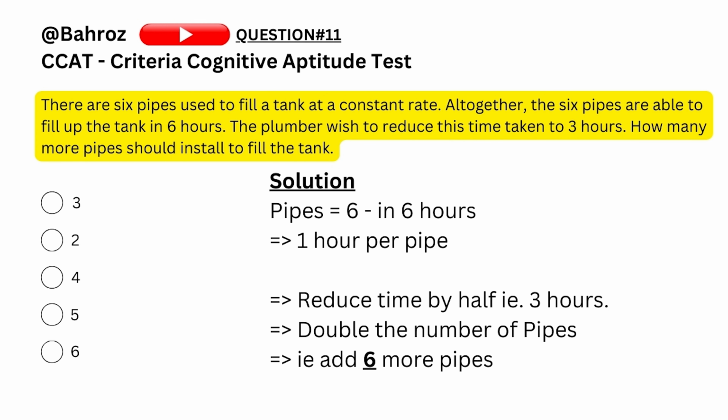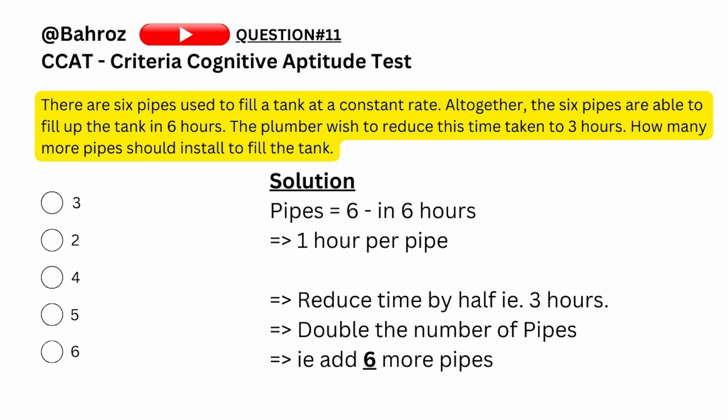Question number 11. There are 6 pipes used to fill a tank at a constant rate. Altogether, the 6 pipes are able to fill up the tanks in 6 hours. So again, as I said, write the equation first, convert it into a formula. Pipes equals 6, which is in 6 hours, which means 1 hour per pipe. Okay, fine. The plumber wished to reduce the time taken to 3 hours. Reduce the time by half, which is 3 hours.